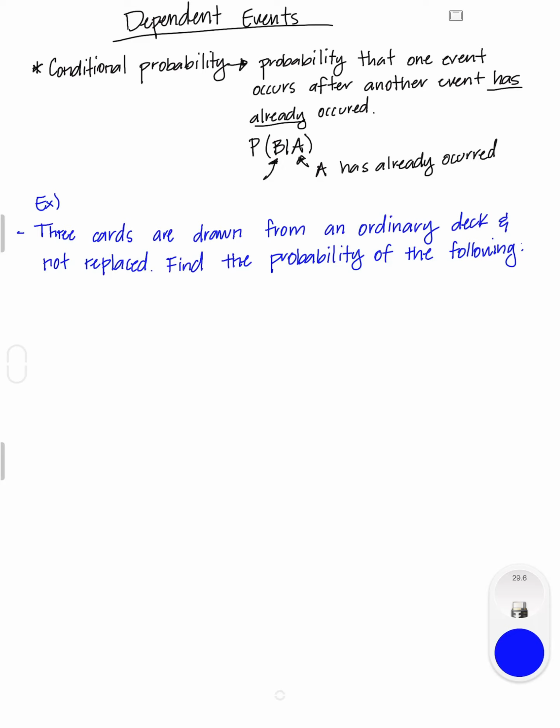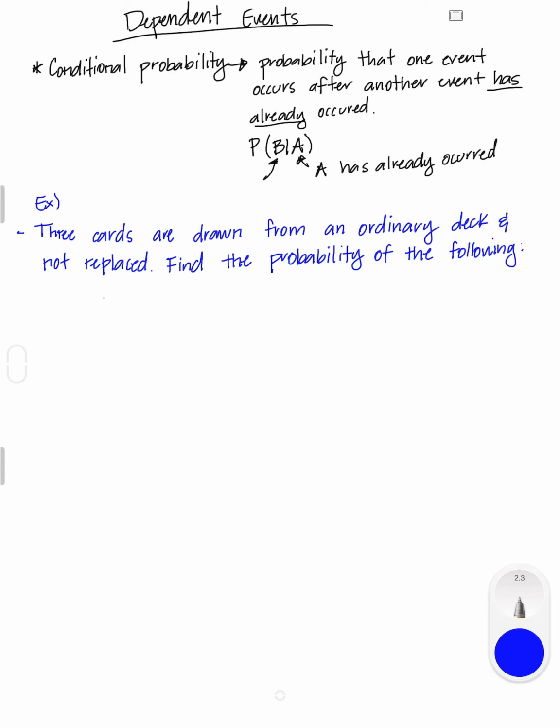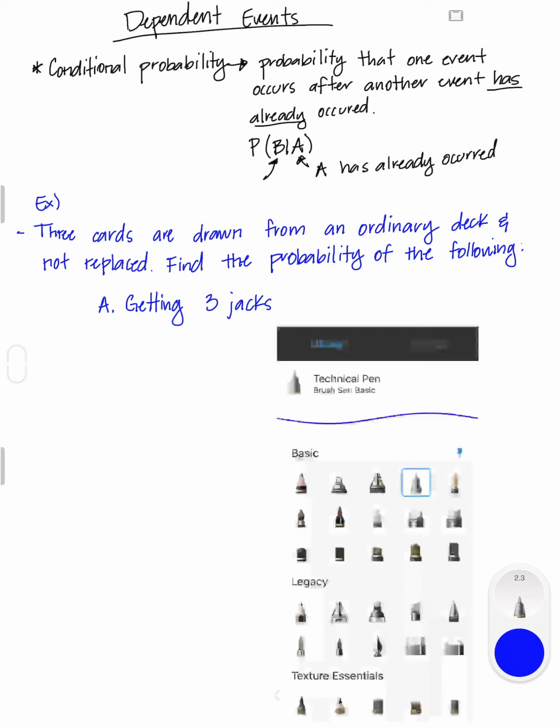So for this one, we have that three cards are drawn from an ordinary deck and not replaced. Find the probability of the following. So for the first one, I want you to find the probability of getting three jacks. So basically we want to find the probability of getting three jacks.